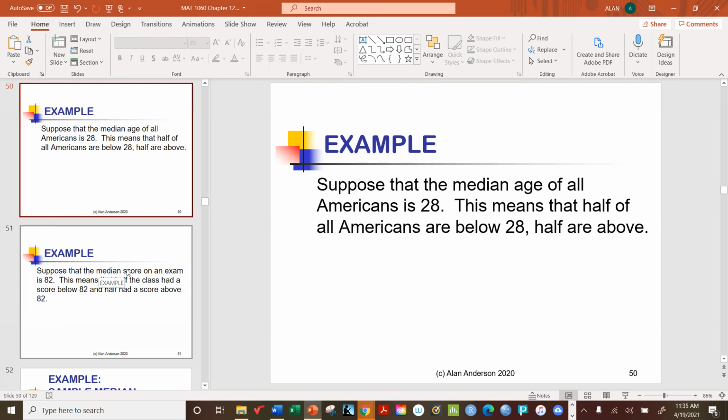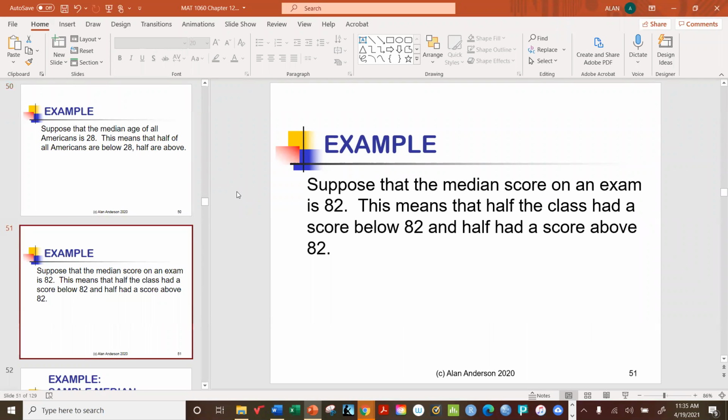How about this one? How about a score in an exam? Suppose the median is 82. Half the class got less than 82 and half got better than 82. All right. That's all that it means.